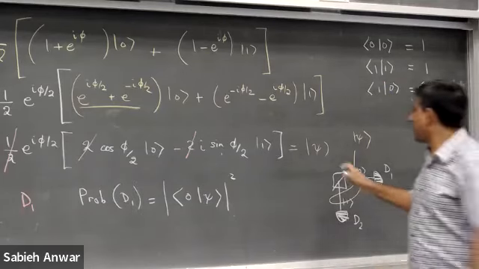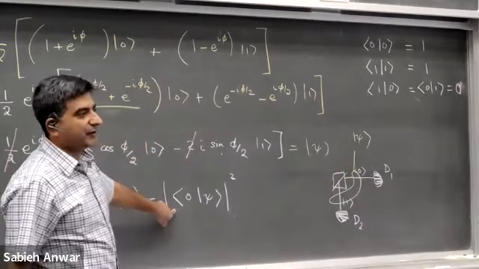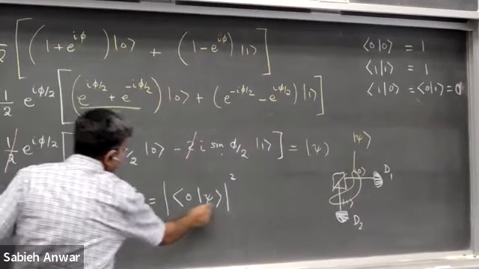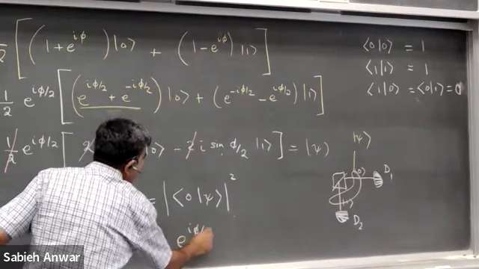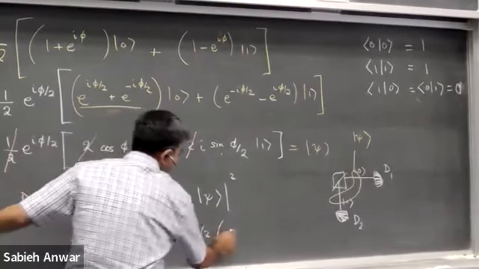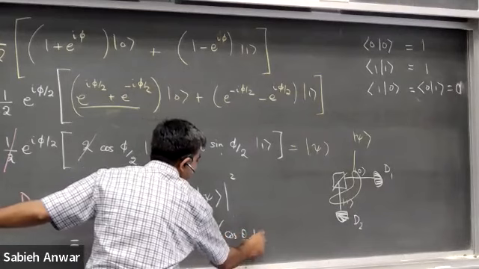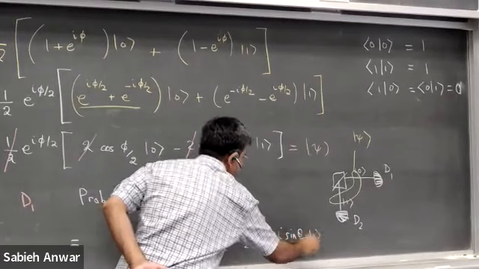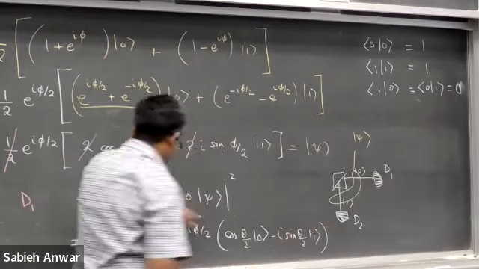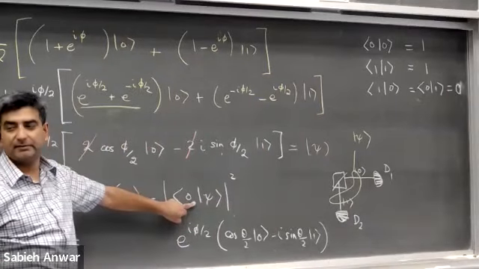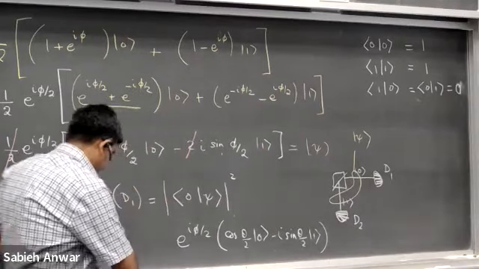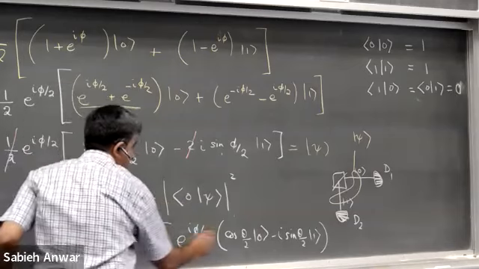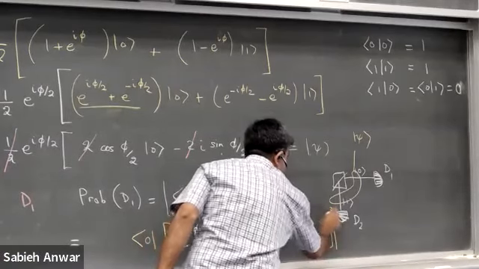Now I use this rule. So I have this psi, and I want to calculate this thing over here. So this thing, e to the i phi by 2, cosine theta by 2 ket 0 minus i sine theta by 2 ket 1. This is my ket here, right? Ket psi. And I find its overlap with bra 0. So I put a big bra 0 here, okay? And at the end, I take the modulus square.